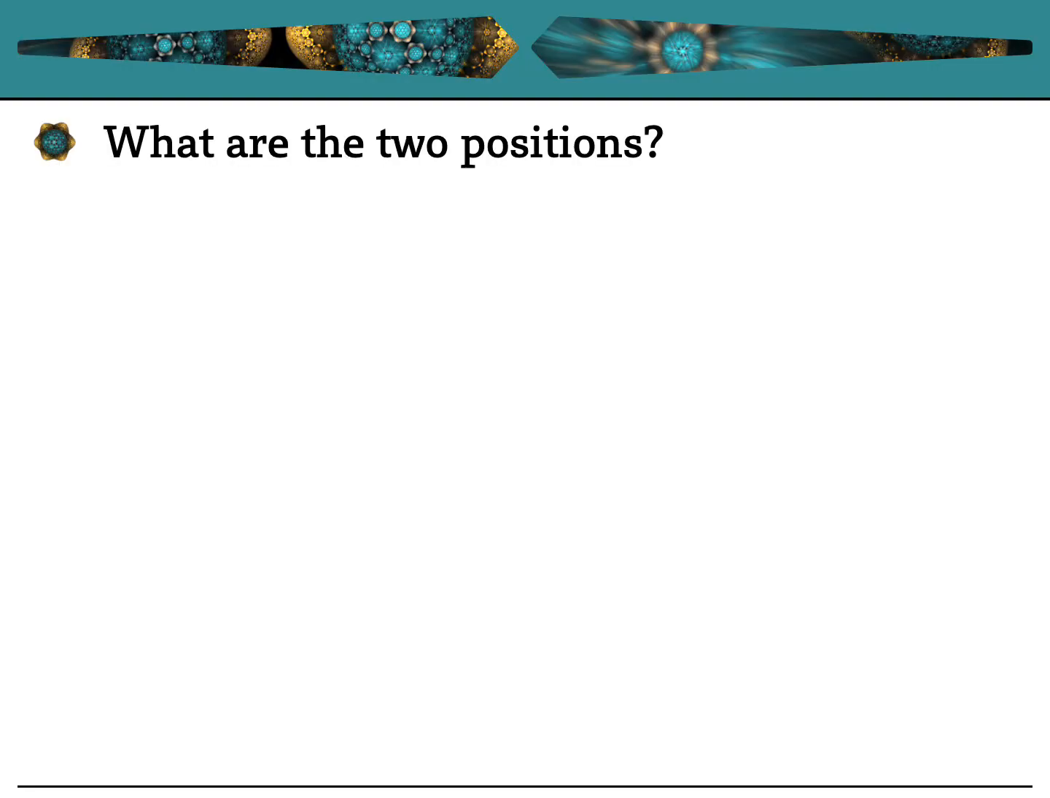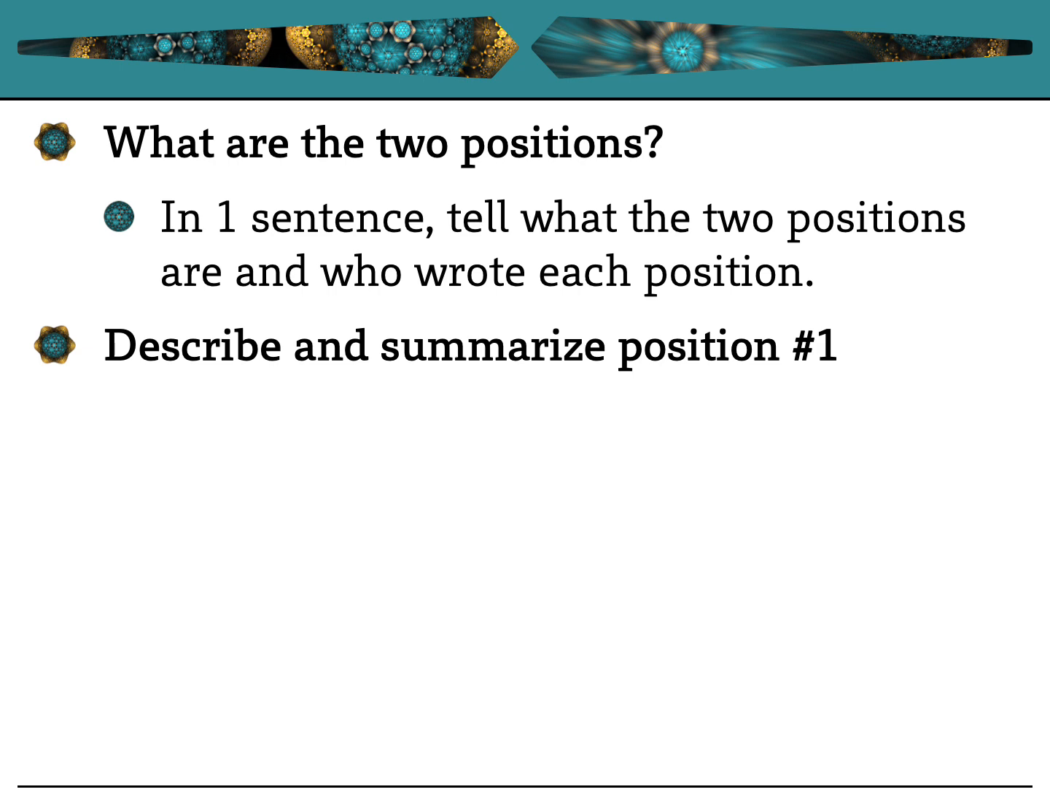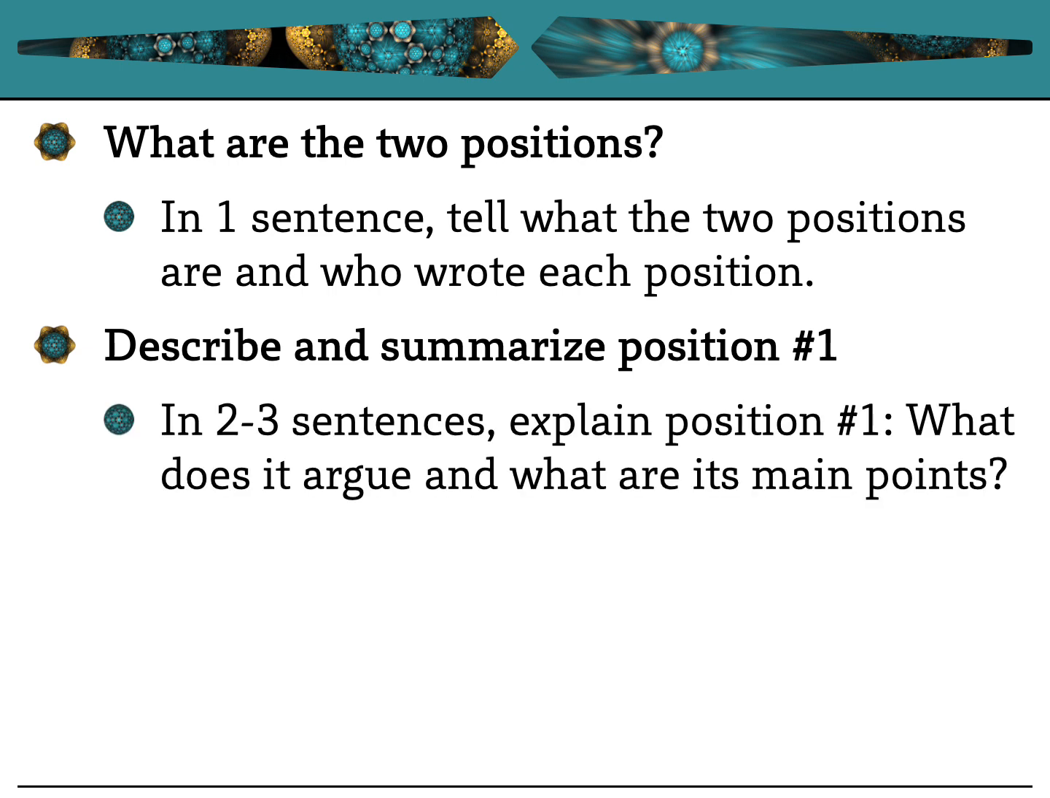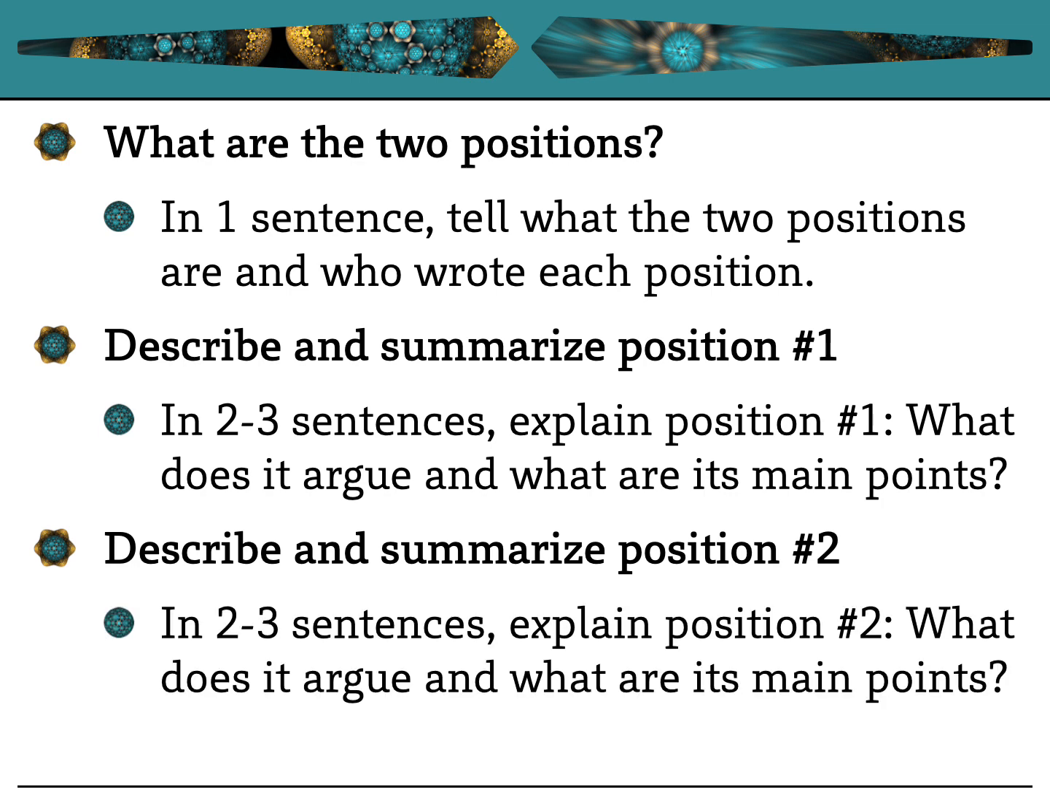So what are the two positions? In one sentence, you want to tell what the two positions are, who wrote each. Describe and summarize position number 1. In 2 to 3 sentences, explain position number 1. What does it argue? What are its main points? Tell a little bit about it. Then you're going to do the same thing with position number 2. 2 to 3 sentences, explain position 2.